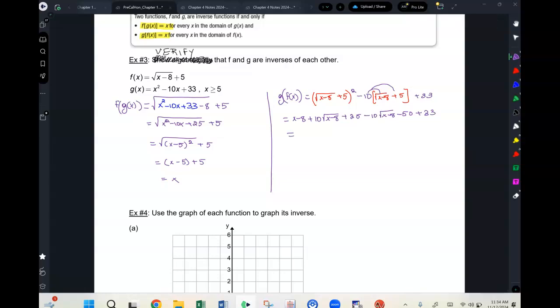Okay, let's see. Some things should cancel here. And they do. Look, 10 root x minus 8 minus 10 root x minus 8. So now we have x minus 8 plus 25 minus 50 plus 33, which is equal to x. Look at that. You see that? That is so cool. That was beautiful. You can't lie.